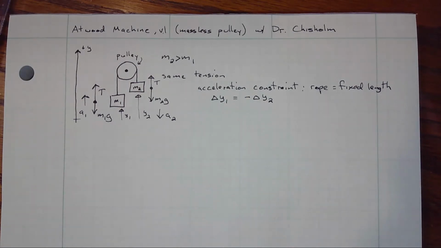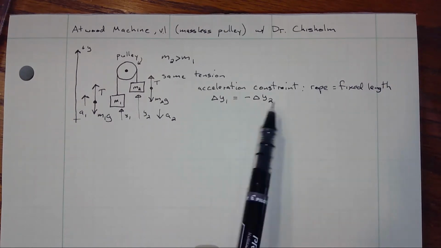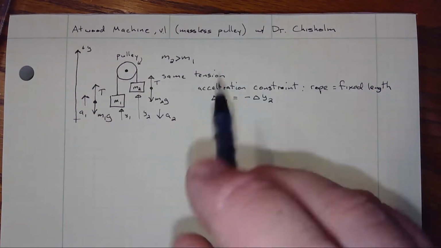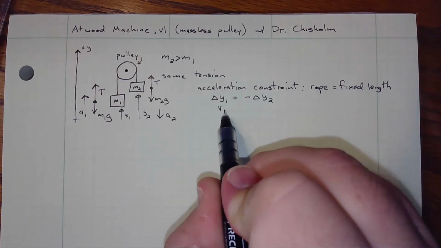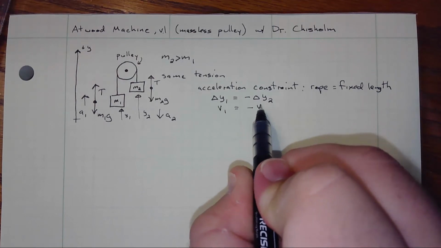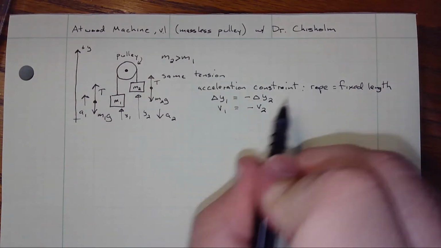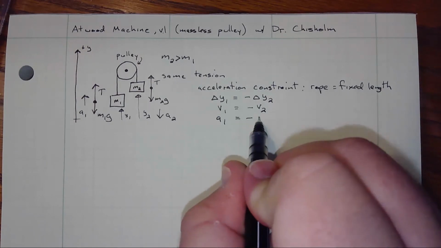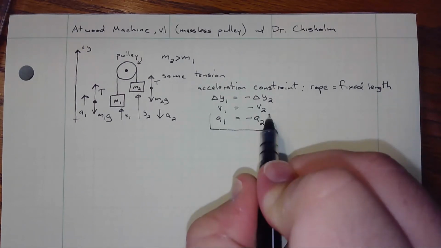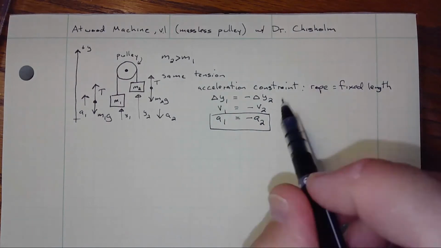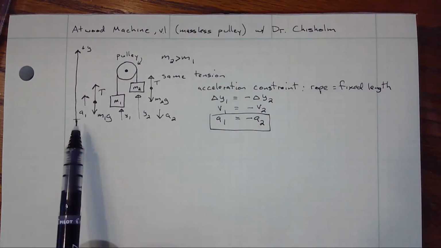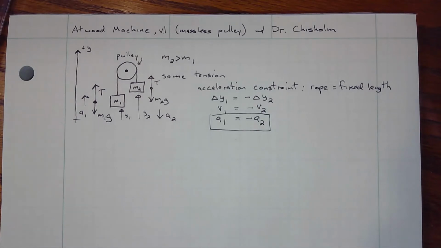And again, this carries over to both velocity and acceleration. If this moves by 1 centimeter in 1 second, then the other one is going to move by 1 centimeter in 1 second. So v1 will be equal to the negative of v2. There's going to be a velocity constraint, and similarly, if we are changing its velocity, then its change in velocity, a1, must be the negative of the change in velocity, a2. So this becomes a constraint equation between the accelerations of each of these blocks. They're going to have the same magnitude of acceleration, just acting in different directions.